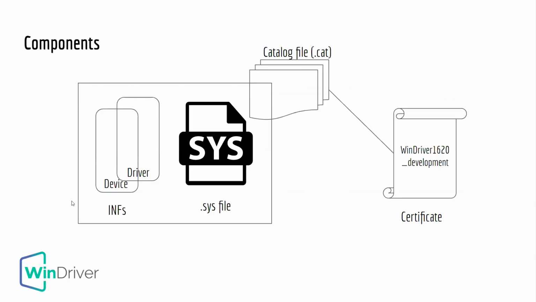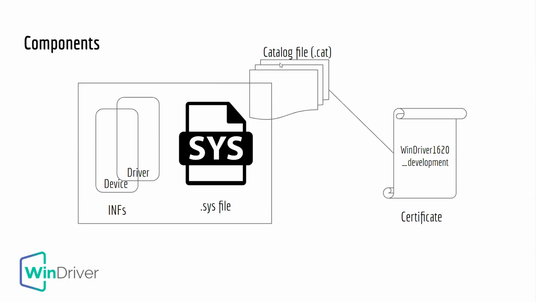So when talking about the components of this mechanism that allows running an unsigned INF, with the digital signature, with the test time mode on, without disabling the digital signature enforcement, we have the two INFs, which you probably are familiar with, the device and driver, the system file, and they are all bound or related to a cat file, okay, a catalog file that derives its permissions from a certificate that sits in the certificate store. Okay, so this is the general scheme of how things work.